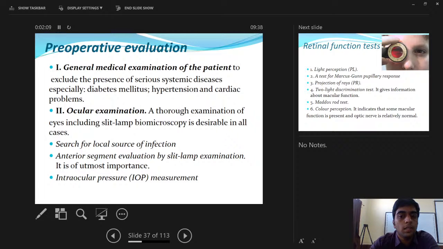Then we do the ocular examination, where a thorough examination should be done under a slit lamp. We should search for any local infection. If there is any infection, we should first treat the infection, and once it comes down, only then plan for the surgery. We should also look at the anterior segment thoroughly, because certain things can be missed, like a shallow anterior chamber, which can cause later complications in the patient's life. Intraocular pressure measurement is very important.